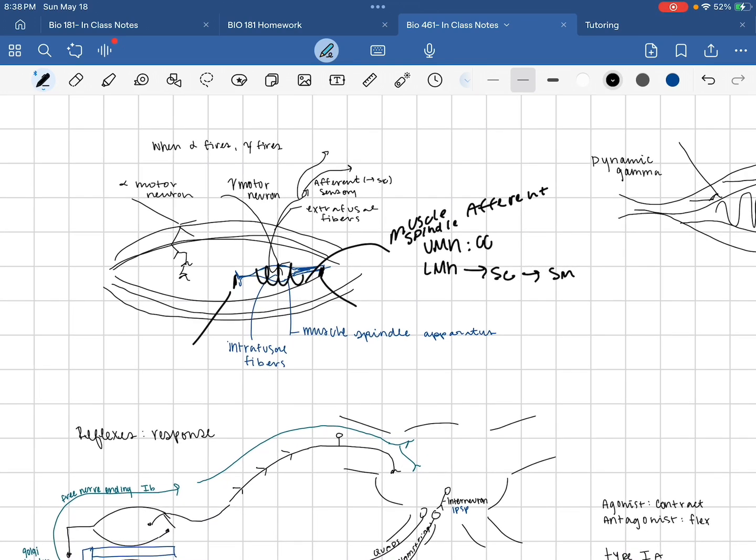And what these gamma efferent motor neurons are doing is, oh no, I forgot. Hold on, let me look at my notes real quick. I don't know where it is in my notes actually.